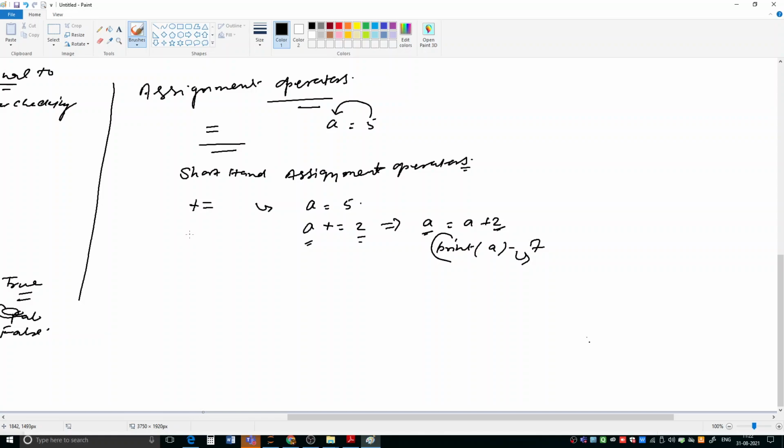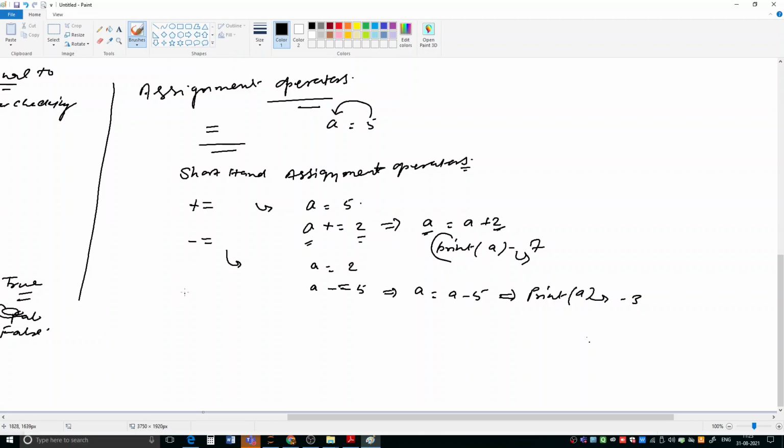So we can have minus equal to. Minus equal to works like this. If you have a equal to 2 and you do a minus equal to 5, it means that a equal to a minus 5. So if you print a, what will happen now? Minus 3. We will be getting minus 3.